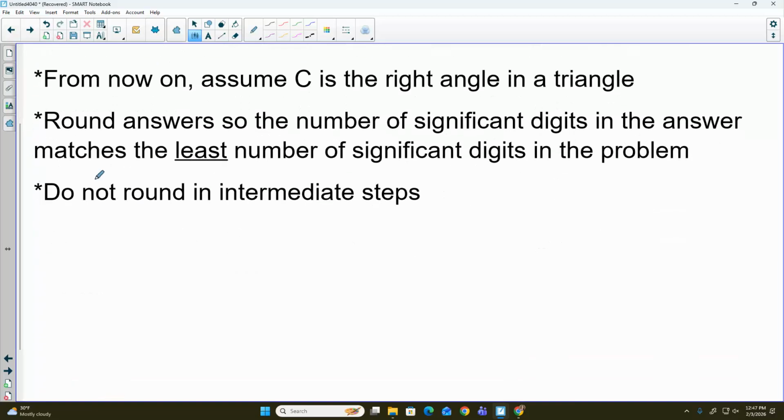A few assumptions. From now on, if I say right triangle ABC, we're going to assume C is the right angle, unless I tell you otherwise. We'll round to our significant digits. Don't round in the middle. If we're doing a 3-step problem and you round 3 different times in that problem, your answer is going to be off by quite a bit. So try to only round at the very end.